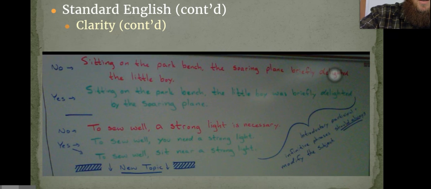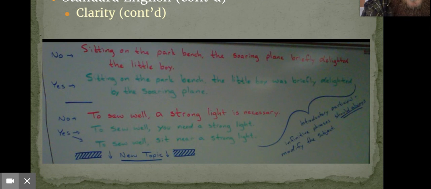To sew well, a strong light is necessary. I see that a lot. But again, that infinitive phrase, acting as an introductory element, is not applying to the subject, which in this case is a strong light. No: to sew well, you need a strong light, or to sew well, sit near a strong light, right? Even the subject of that second example is you. It's implied. You sit near a strong light in order for you to sew well, right? That's what that is saying. So we need to keep that in mind when we utilize these introductory elements.